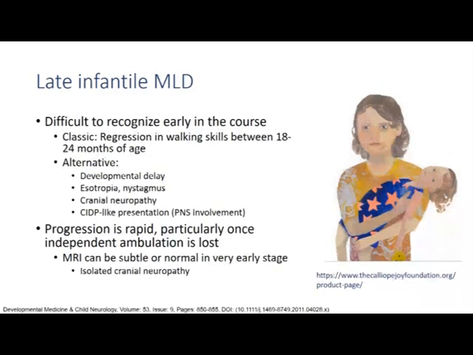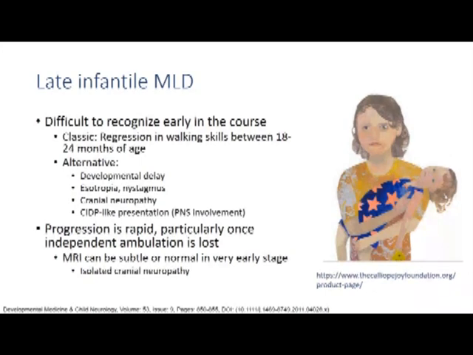MLD can present as an isolated cranial neuropathy, and similarly, it also can have a CIDP-like presentation. In many children with the late infantile form, the first manifestation of disease is the peripheral nervous system involvement. And so children can have a foot drop, and on EMG nerve conduction studies can be consistent with a CIDP-like presentation. And so I would caution, in young children diagnosed with a CIDP-like presentation and a demyelinating peripheral neuropathy, MLD should be considered in the differential.